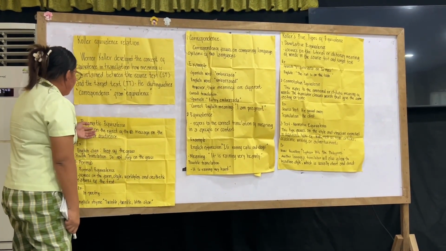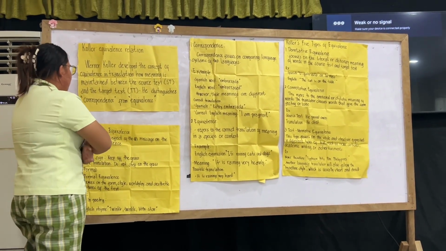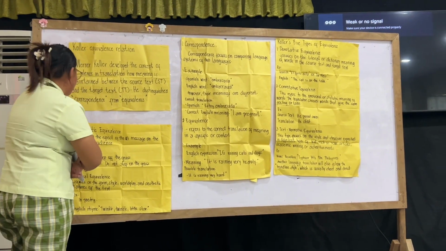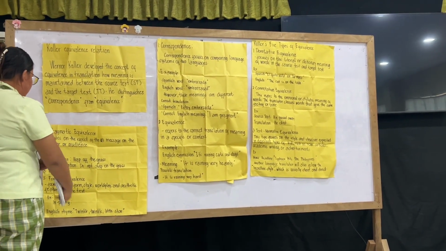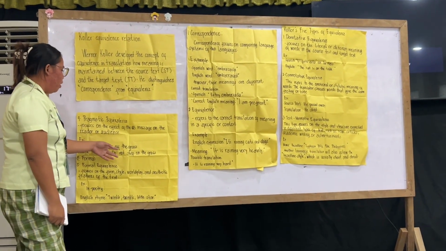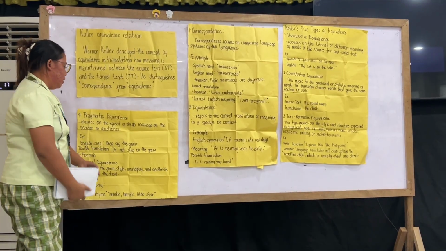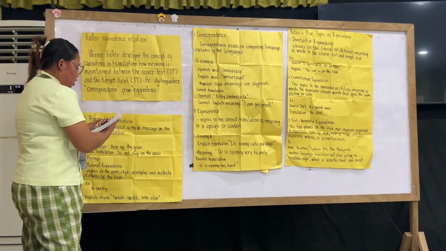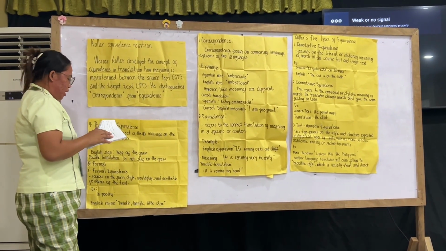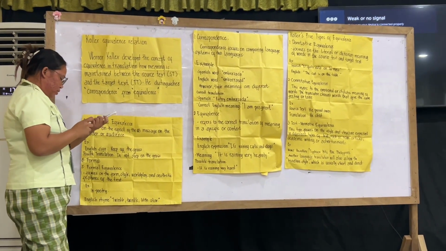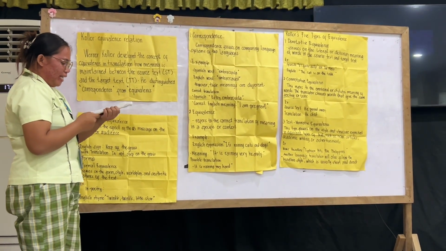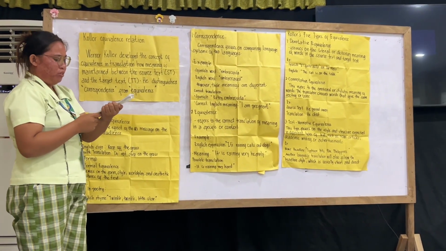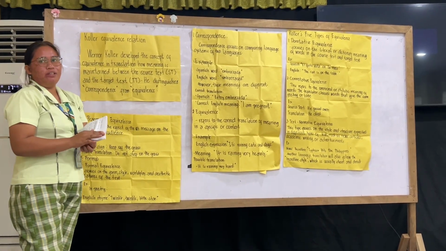The fourth one is pragmatic equivalence. It focuses on the effect of the message on a reader or audience. For example, on the English side, "Keep off the grass." A possible translation is "Do not step on the grass."